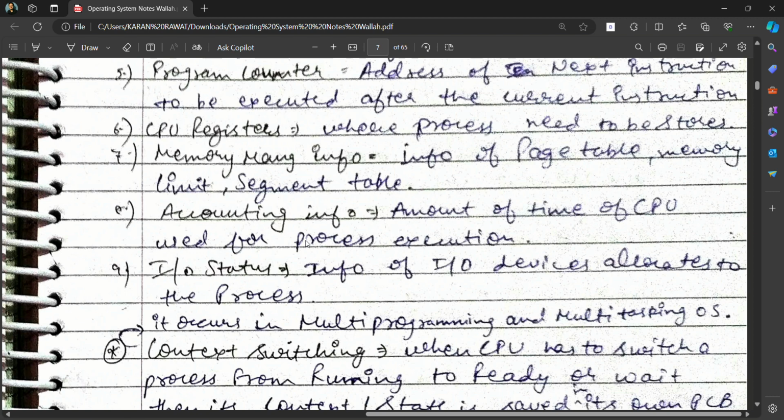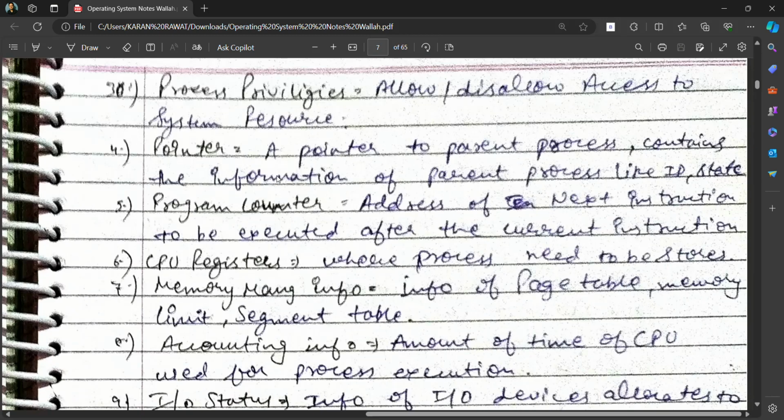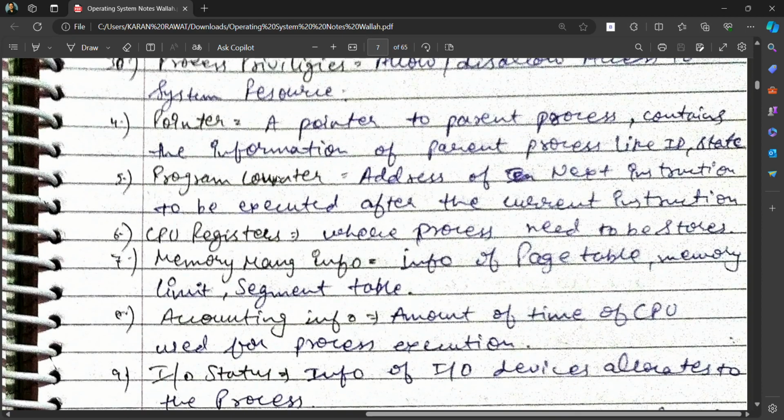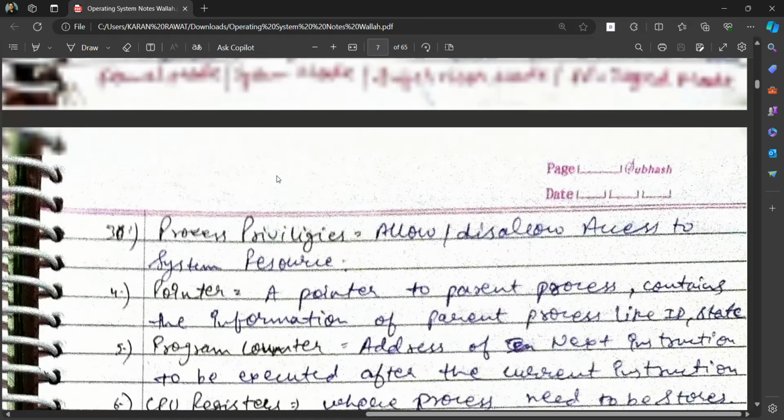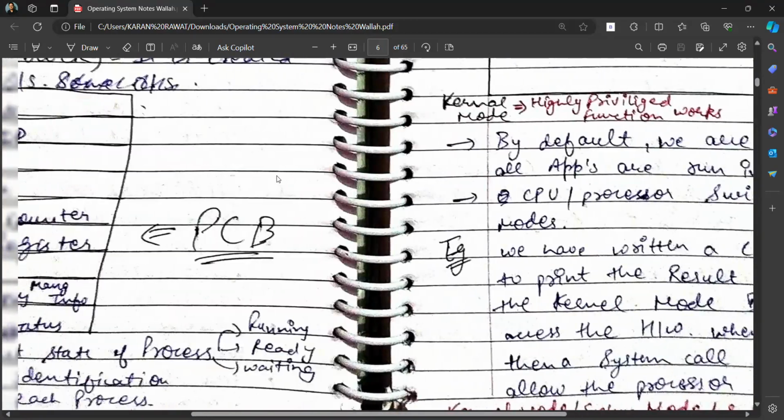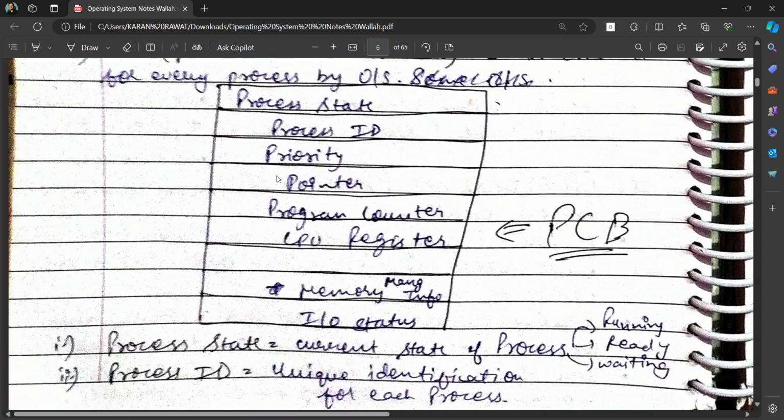Okay, so this is about the process data structure. And our PCB, that is the process control block, which is one of the process data structures, contains all this information: process state, ID, privileges, program counter, CPU register, accounting information, input output status, and all that. So this is about PCB that we have discussed.